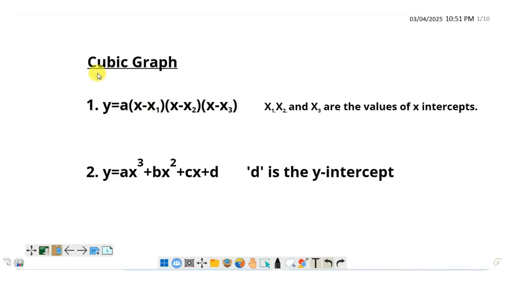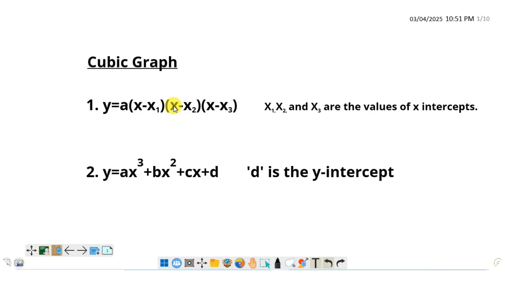Let us look at the graph. We have equation 1 written in the form y equals a(x minus x1)(x minus x2)(x minus x3). x1, x2 and x3 are the x-intercepts.